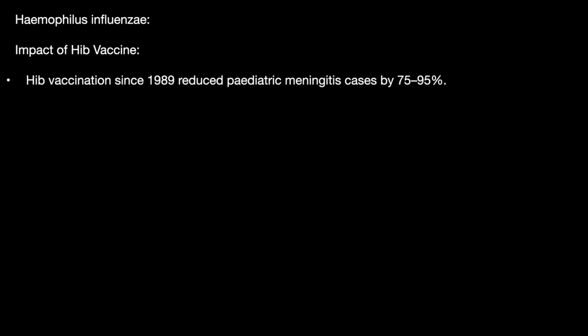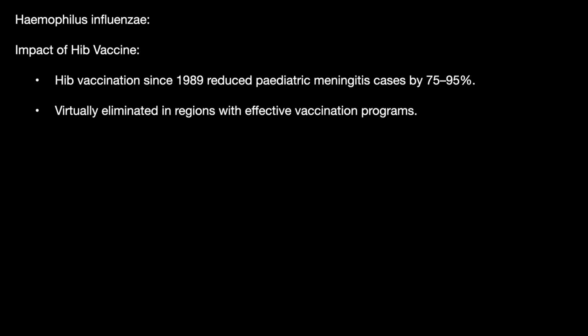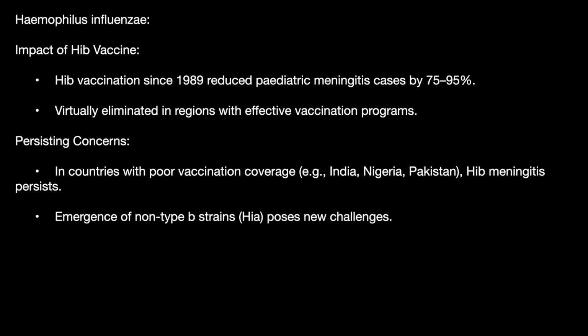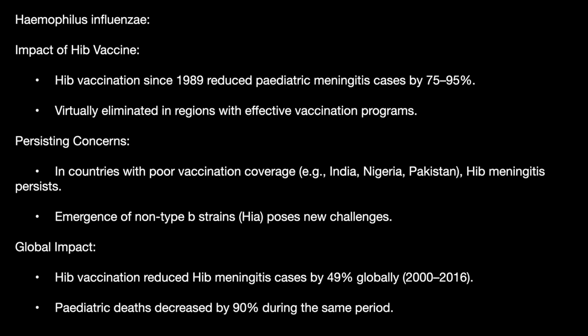Haemophilus influenzae: the vaccine since 1989 has reduced pediatric meningitis by as much as 95%. It has virtually eliminated the disease in regions with effective vaccination programs. There is a persistent concern in places with poor vaccination coverage, that is India, Nigeria, Pakistan, where Hib meningitis is still an important cause. The emergence of non-type B poses a new challenge as well. Regarding the global impact, the Hib vaccine has reduced meningitis cases by 49% globally from 2000 to 2016. Pediatric deaths have reduced 90% during the same period.